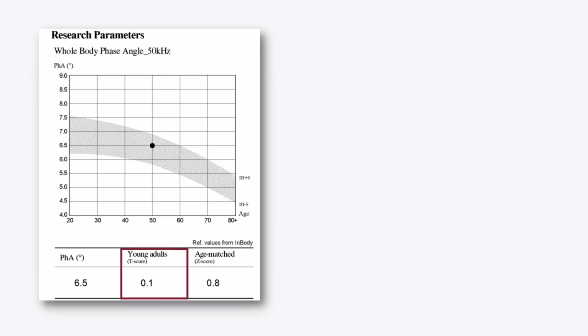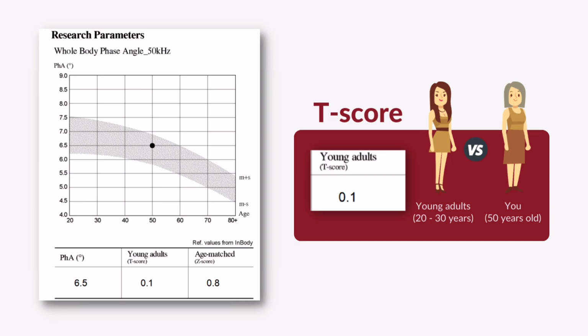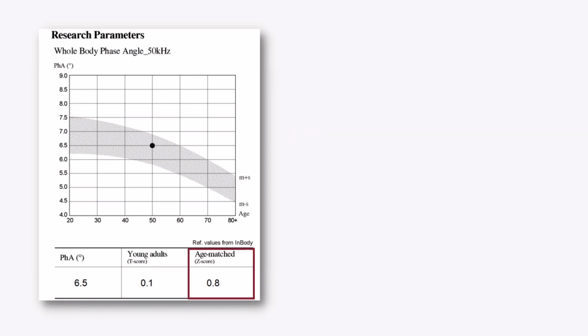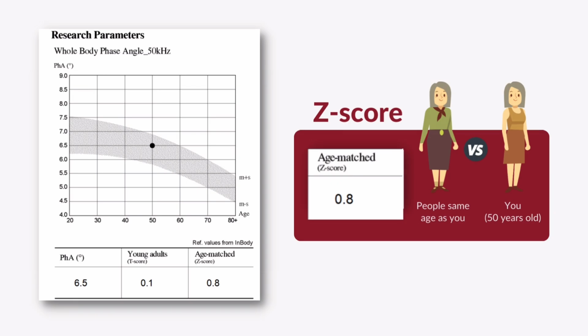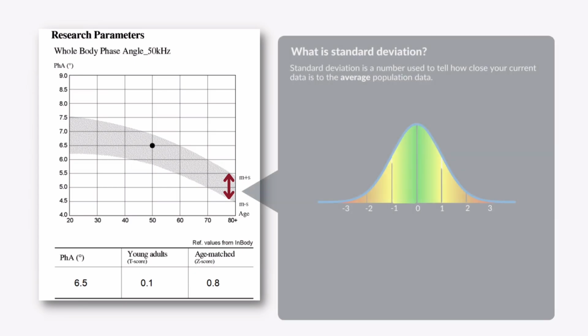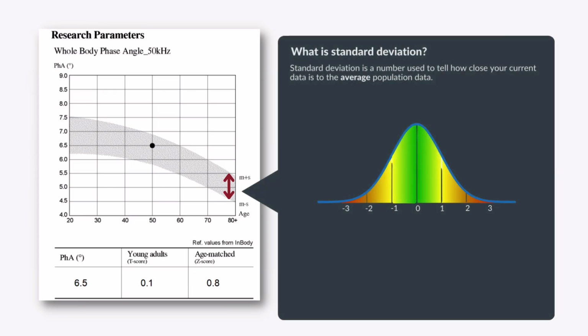The T-score represents the deviation of body composition from the mean of a reference population of healthy young adults. Meanwhile, the Z-score represents the deviation of body composition from the mean of a reference population of people of the same age. Both are expressed in standard deviation units, indicating how close your current data is to the reference population. If your T-score or Z-score is closer to 0 in the standard deviation graph, it means your current data is near to the average population data.